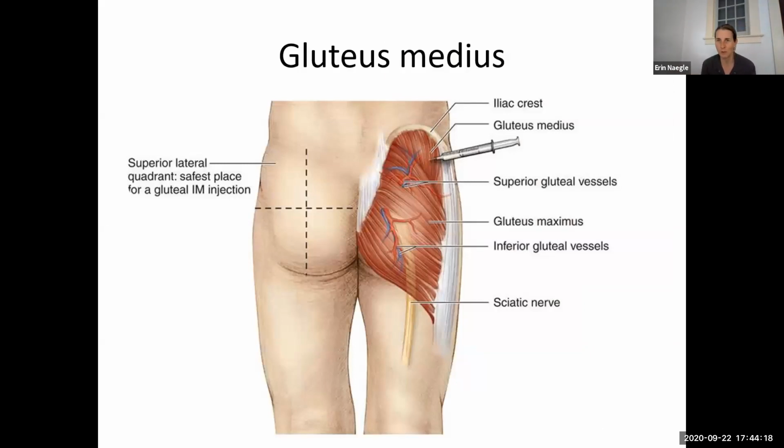Notice, not the gluteus maximus. The issue with the gluteus maximus is underneath that, you see this thing right here? This is the sciatic nerve. If you put a needle through the gluteus maximus, you might damage that sciatic nerve, and that will not make anybody happy. So it comes in from the side, that gluteus medius that we talked about before that helps abduct your leg. That's the site for injection. Cool.